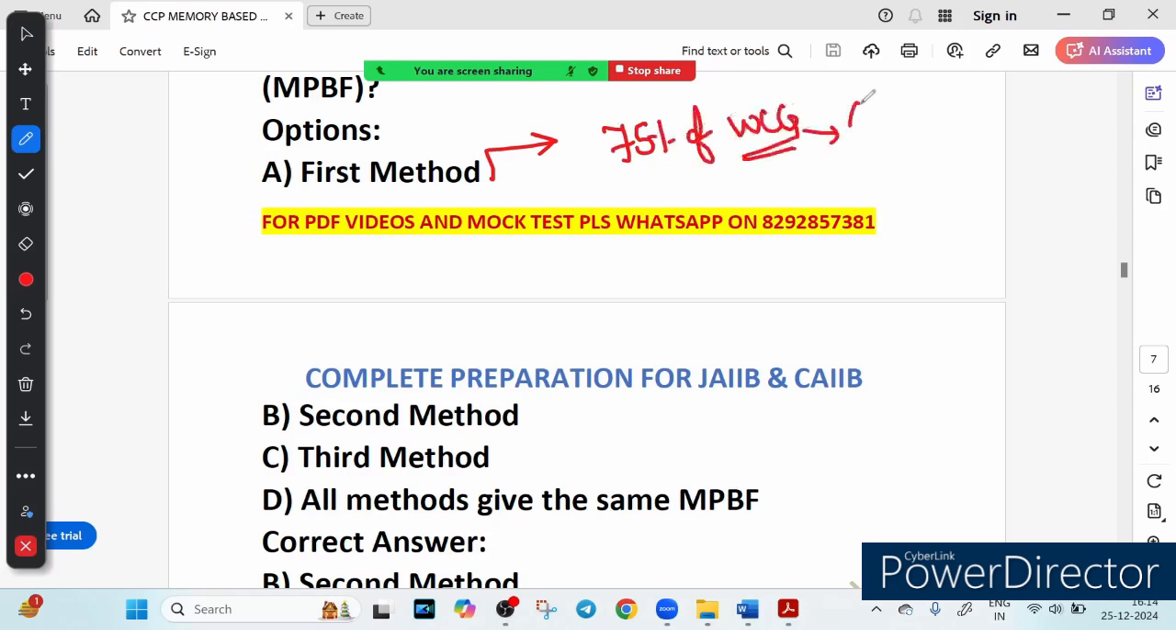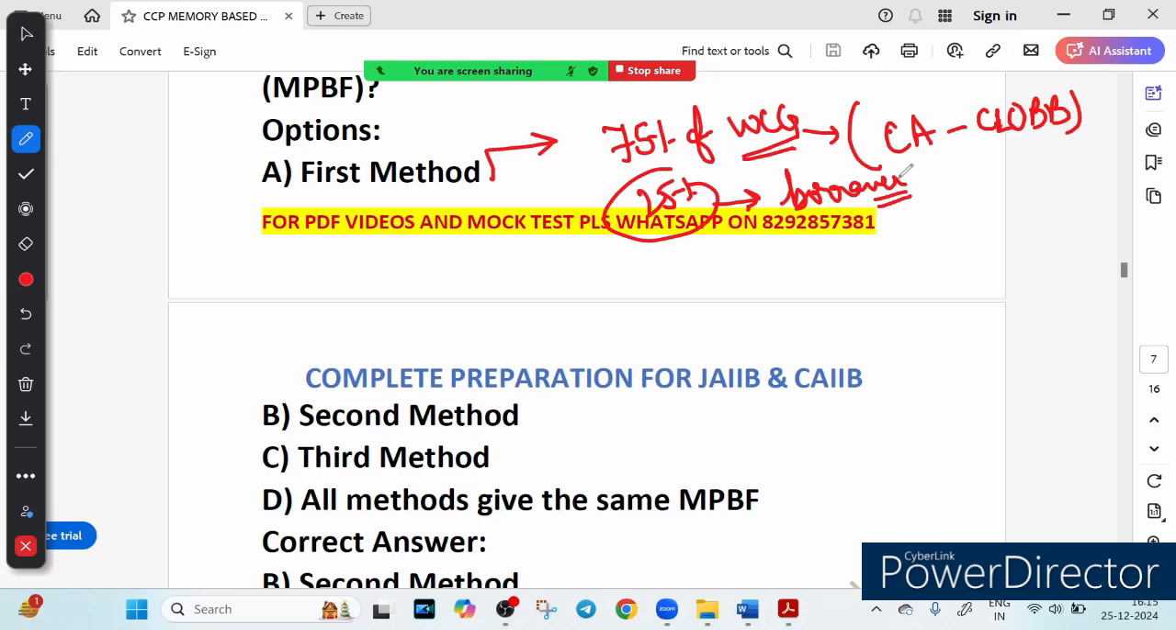WCG. What is WCG? This is the difference between the current asset and current liability, or the CLOBB, which is nothing but current liability other than bank borrowing, right? So 75% of the WCG will be provided by the bank, and 25% will be provided by the borrower, which is called borrower contribution, which is also called margin. So this is more restrictive because the borrower contribution is higher.